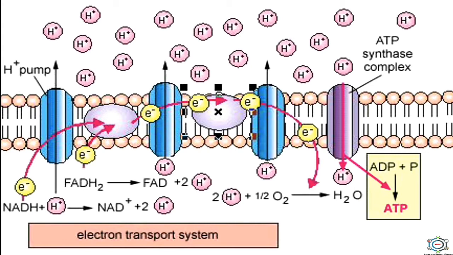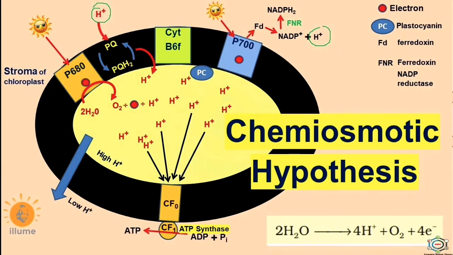This difference in the hydrogen concentration on the two sides of the thylakoid membrane leads to the building of a transmembrane proton concentration gradient. This electrochemical gradient of protons, that is high hydrogen ion inside the thylakoid and low hydrogen ion outside in the stroma, acts as the driving force for the conversion of ADP and Pi into ATP. This process is catalyzed by ATPase located in the thylakoid membrane.